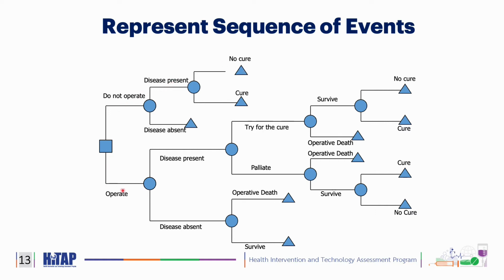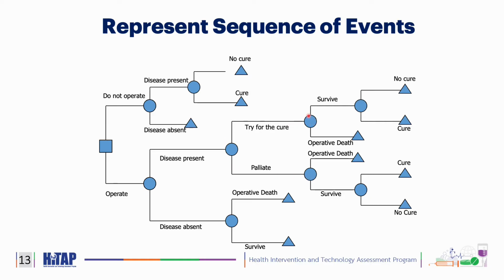Moving on to the other scenario, if the patient chooses to operate. After operating, we want to see if the disease is still present or absent. In case of operating, if the disease is absent, it is not the end of the model yet, right? We want to see if the disease is absent because the patient died of the operation or the patient survived. Compared to the other scenario, where the disease is still present, we want to see if that disease can be cured or will be treated as palliative.